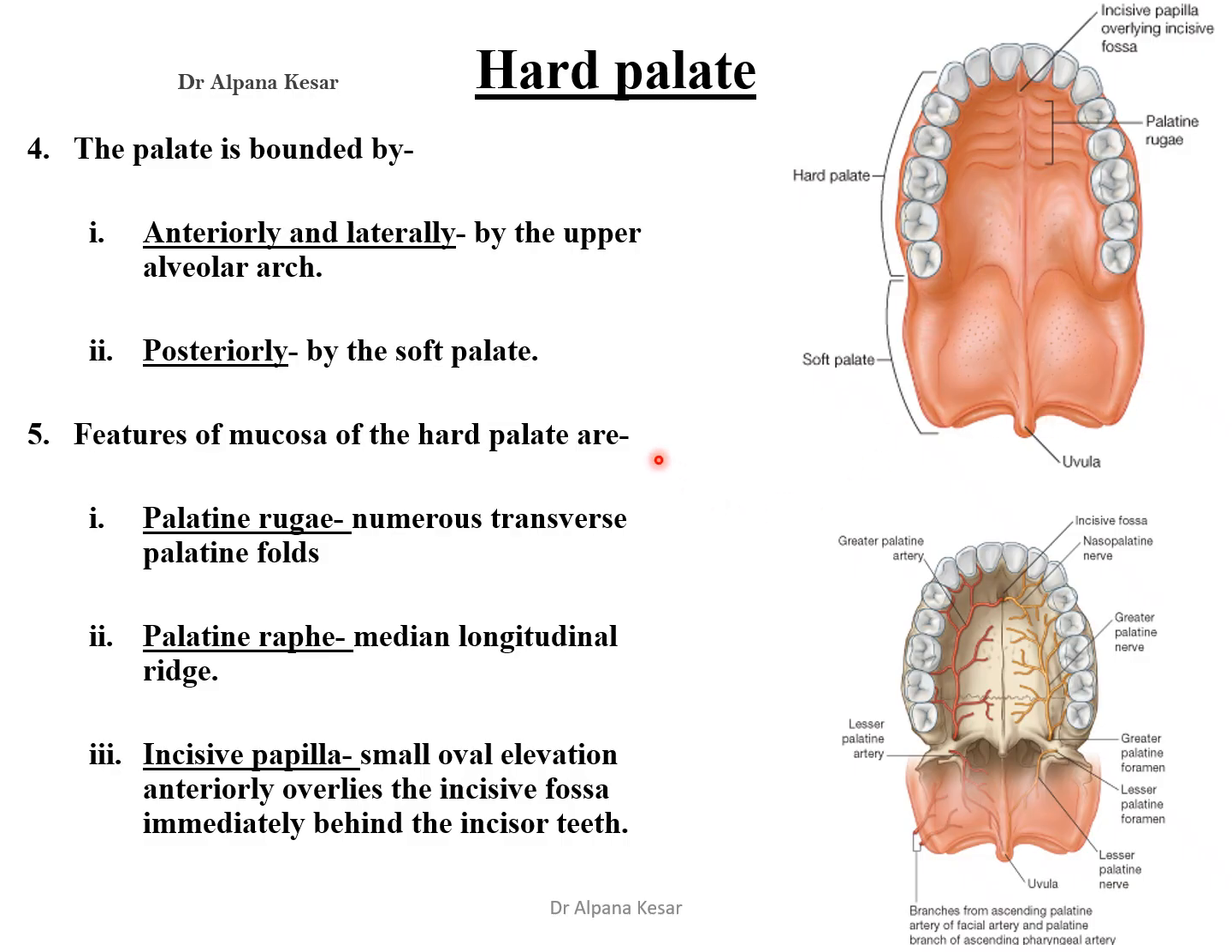Features of the mucosa of hard palate. Palatine rugae. These are palatine rugae. Palatine rugae are transverse palatine folds. Palatine raphe. This is the palatine raphe. It is a median longitudinal ridge. Incisive papillae. Here is present incisive papillae. It is a small elevation present just behind the incisor teeth. It overlies incisive fossa.